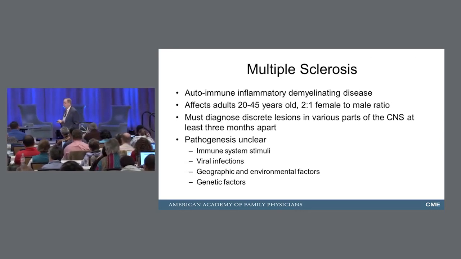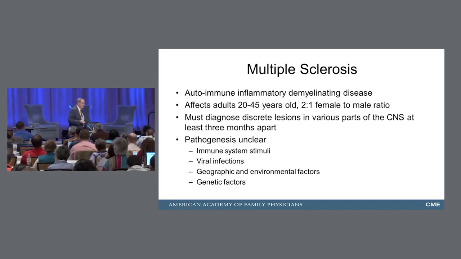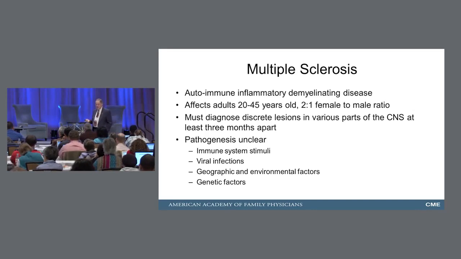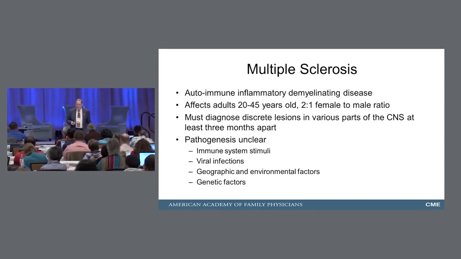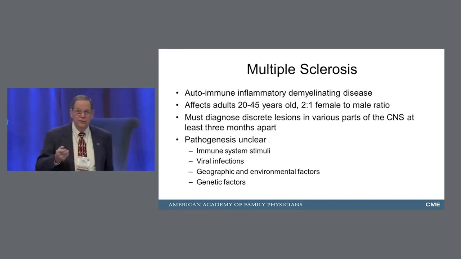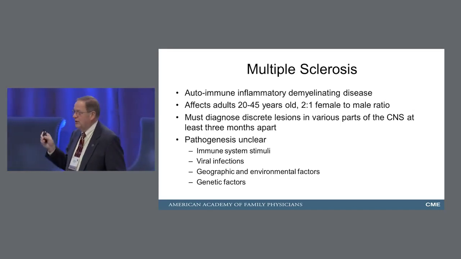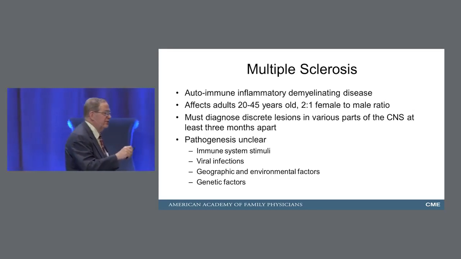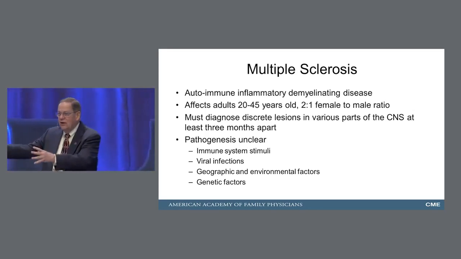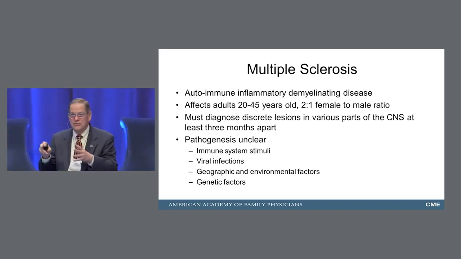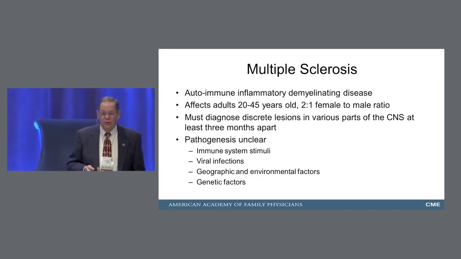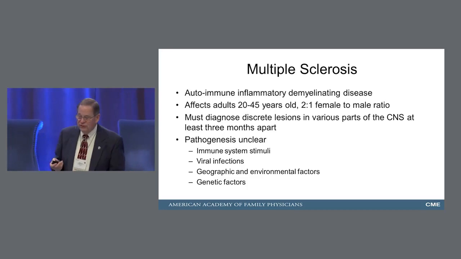Quickly, a word or two about multiple sclerosis. This is an acute inflammatory demyelinating disease, as you know, that affects young adults in the 20 to 45-year age group with a 2-to-1 female to male ratio. The diagnostic criteria is that you need to demonstrate discrete lesions in different parts of the CNS at least 3 months apart. In other words, 2 episodes of neurologic symptoms with lesions that explain those on imaging 3 months apart. There is really no blood test for that, only things that will support the diagnosis.